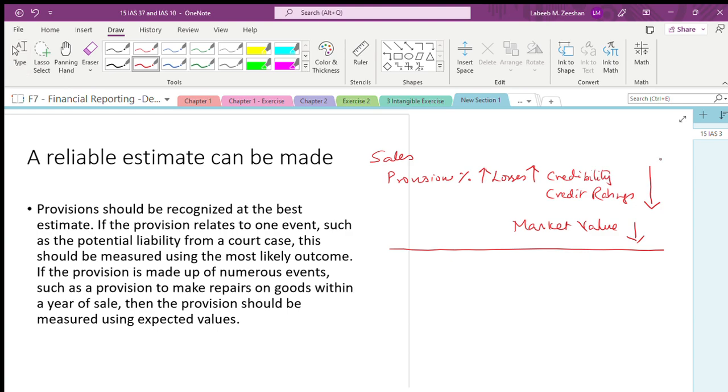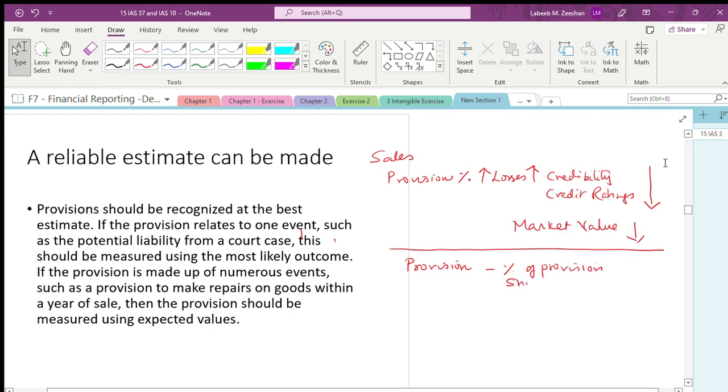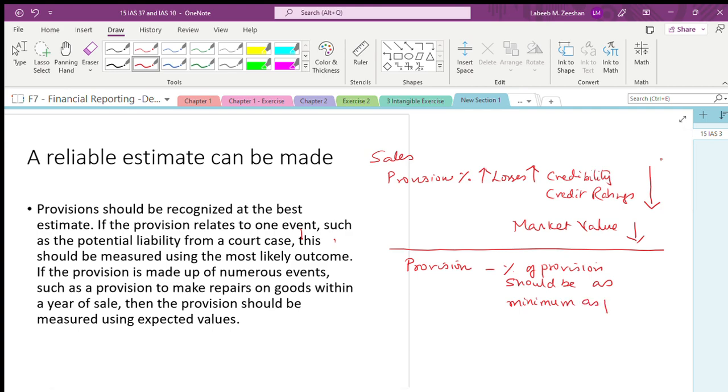There will be a provision, there is no doubt about that. But the percentage of provision should be as minimum as possible. That's why a provision should be recognized as the best estimate.